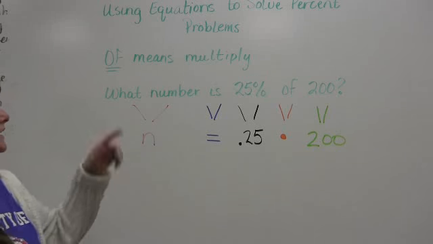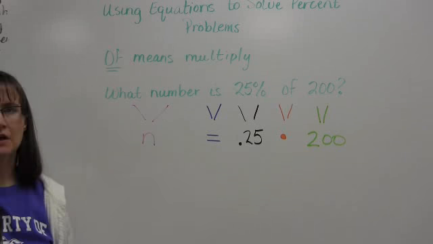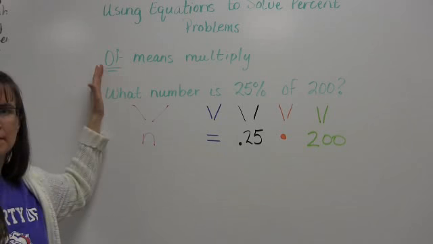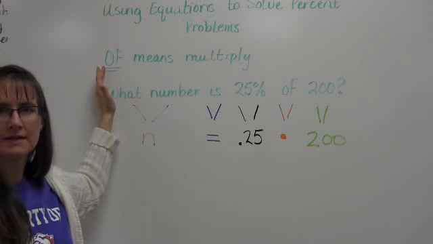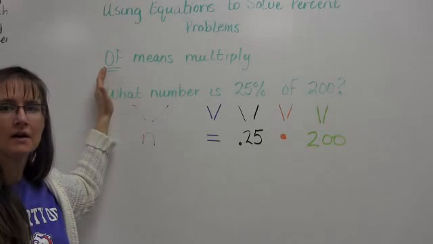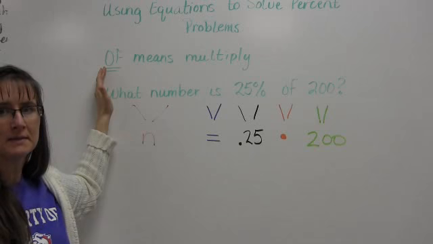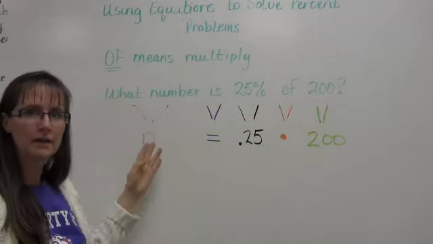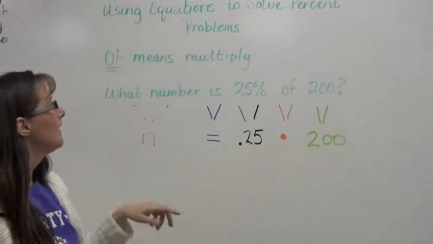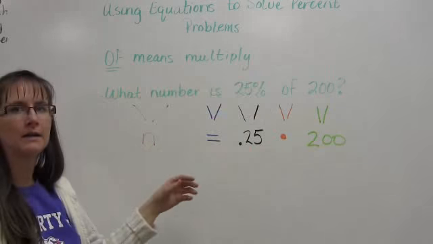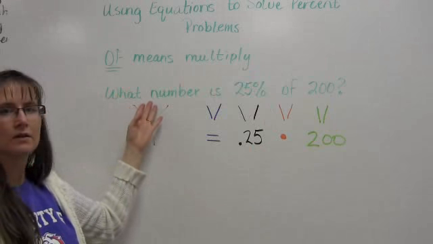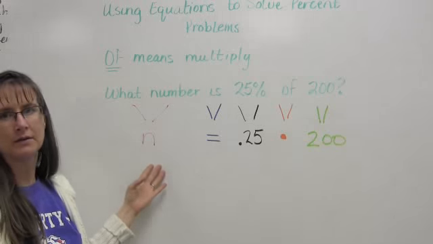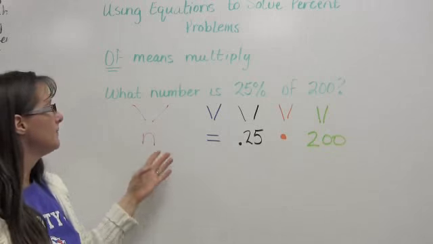Today we're going to be talking about using equations to solve percent problems. One thing that we really need to remember when using this form to solve percent problems is the word "of" usually means multiply. So if I need to translate from words into math, I need to know what each term means. To represent the word "what number," I can use a variable. In this case, I'm going to use the letter N.